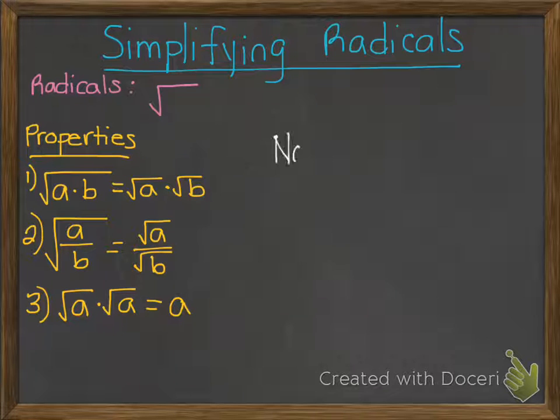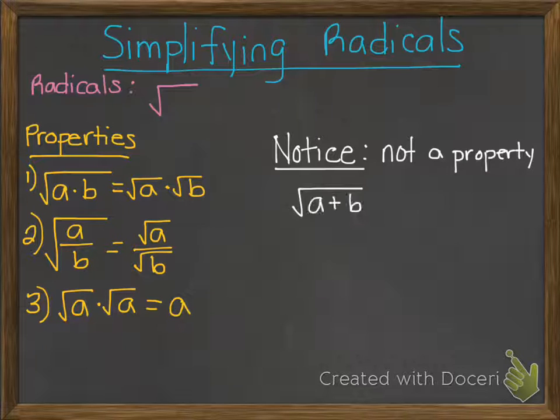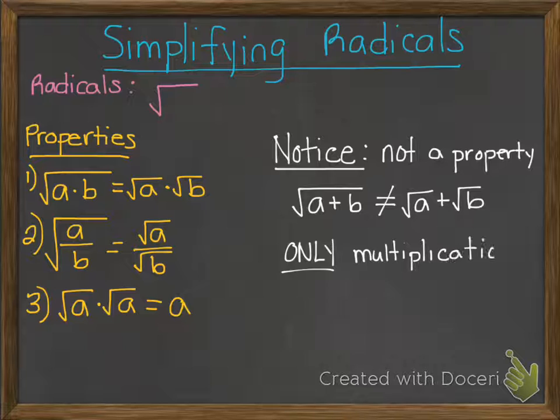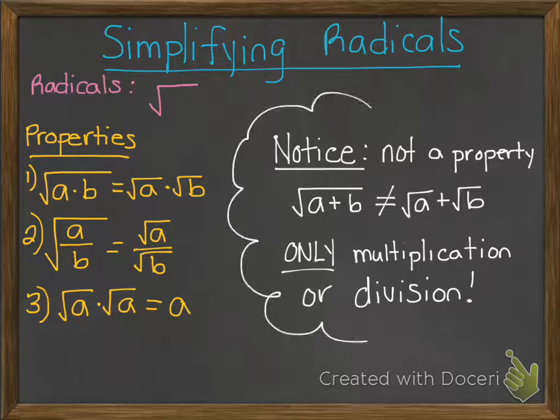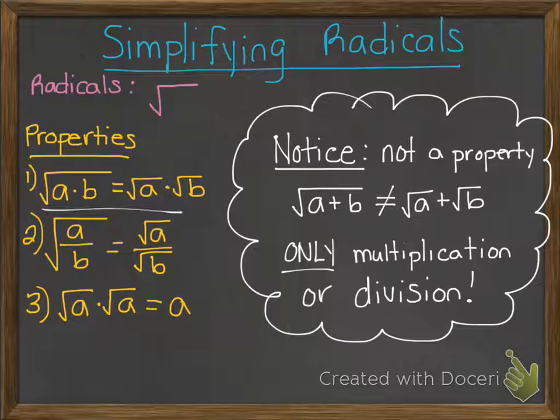Now notice that none of my properties are looking at adding or subtracting. We can only split up our radicals or put them under the same radical if we're multiplying or dividing. If we're adding or subtracting, we cannot do this. This doesn't make any sense at all mathematically. So just make sure that we don't do this when we're adding and subtracting, only when we're multiplying and dividing.